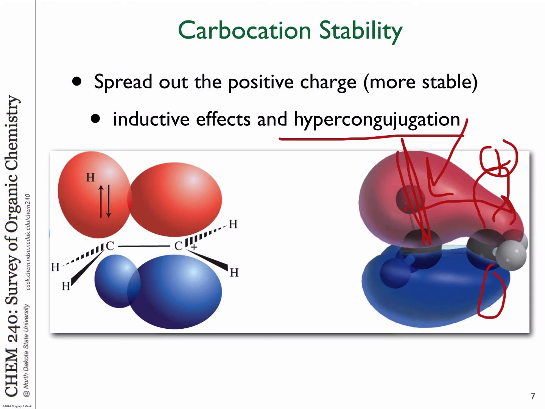So if you have one of these, it helps alleviate the plus charge. If you have 2 alkyl groups, then you would have 2 sides doing hyperconjugation towards the carbocation. If you have 3 of them, the most substituted carbocation, then you would have 3 of those bonds helping to alleviate the plus charge. Yes, question?